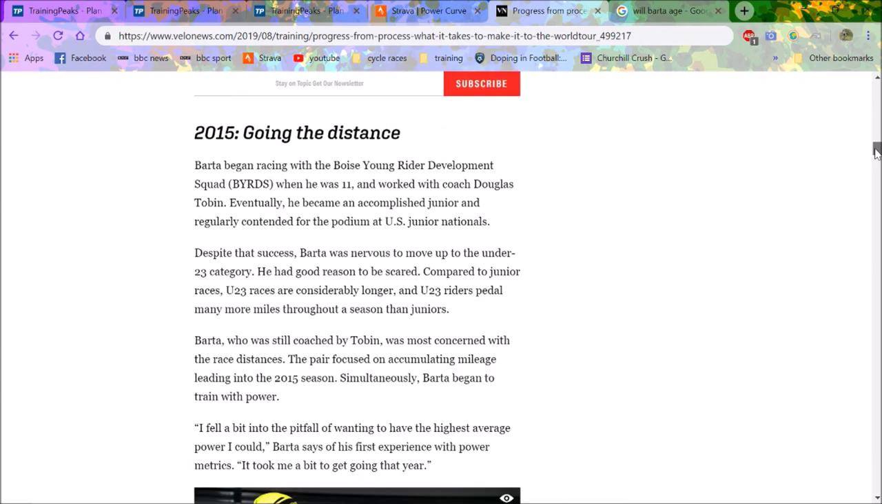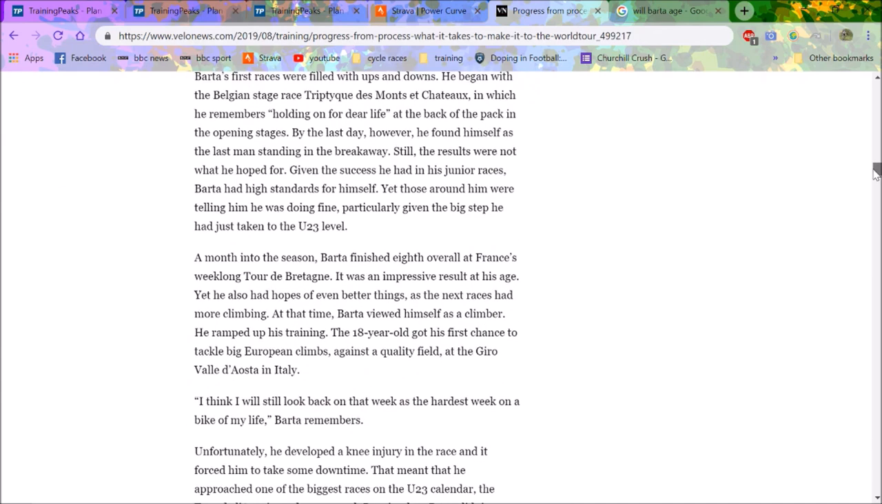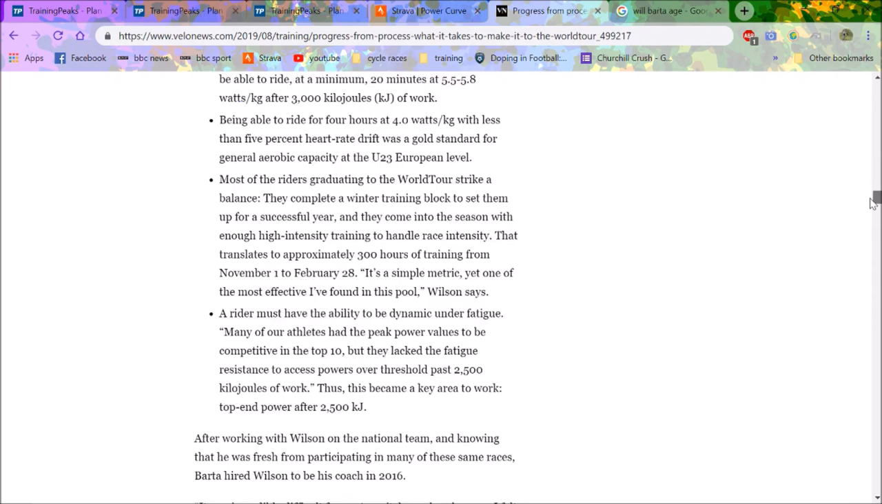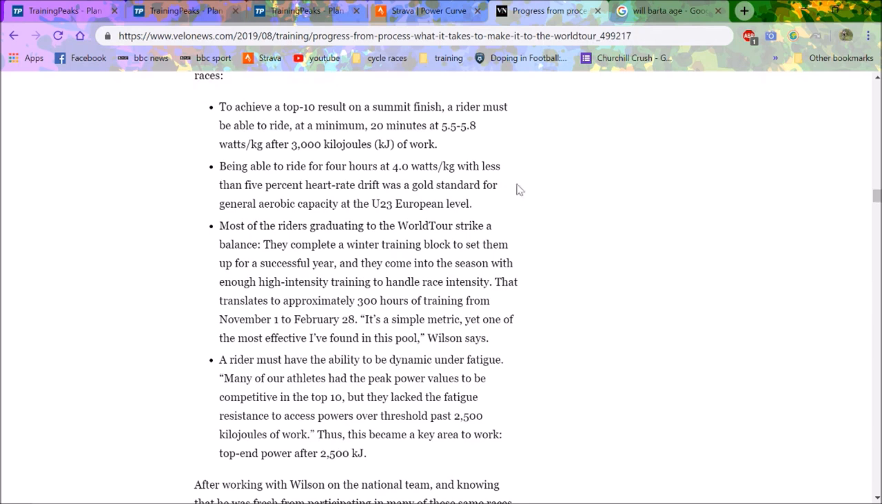So anyway, he's raced a lot. I have not raced a lot. He races as a junior. I didn't really race as a junior. I had like 3 crits or something. It was useless. But anyway, we basically get to see what it requires.